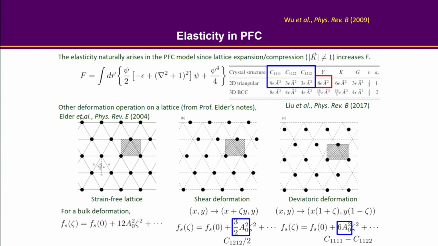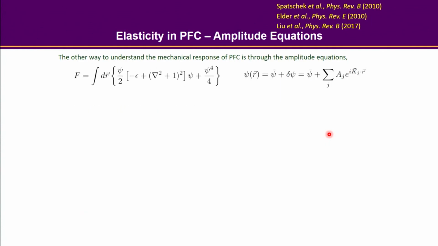If you apply a bulk deformation, then you can get this 12A squared here. And the bulk modulus will be twice of that, right? So that's for the triangular lattice. But the bulk modulus is associated with this C1111 plus C1122, etc. Okay? So that's just the concept, but I'm going to use the amplitude equation to really nicely work out all those coefficients, but that will take some time.